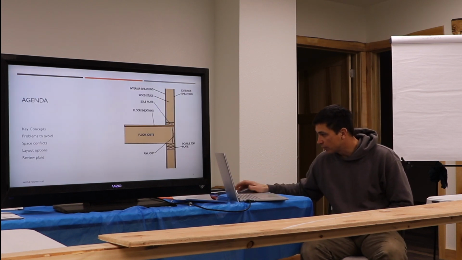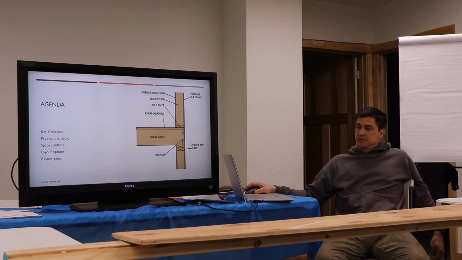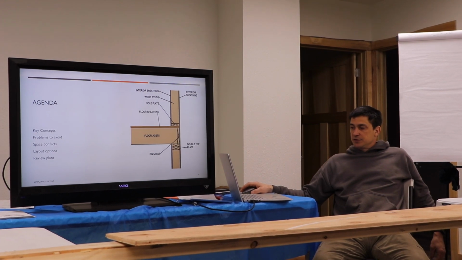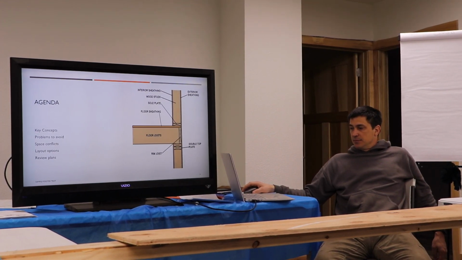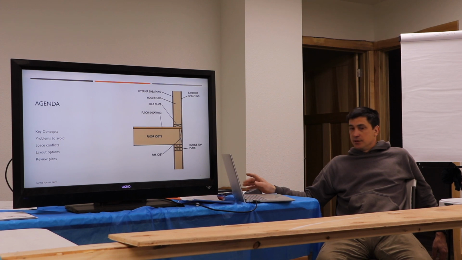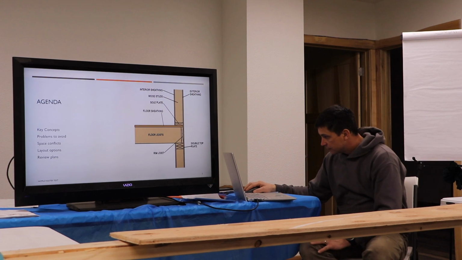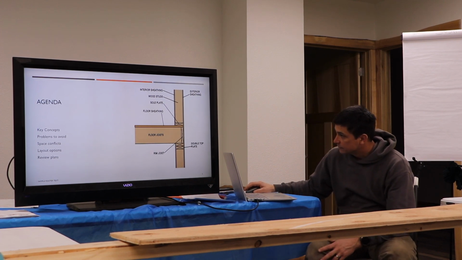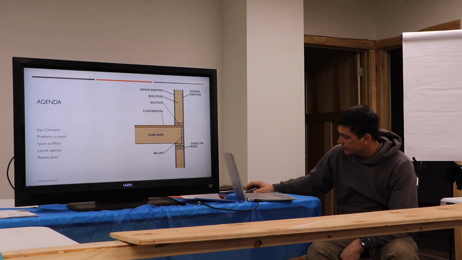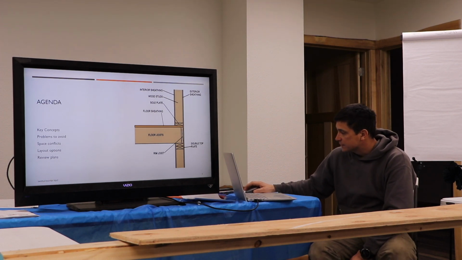But here's where we're at today. I want to look over key concepts, some problems to avoid, how we deal with space conflicts, a bunch of layout options, and then hopefully we'll have time to look at one plan. This is a little diagram of the typical platform framing configuration where we get our wall, then we build the floor on top of it, and then build the next floor on top where the next wall's on top of that and so on.